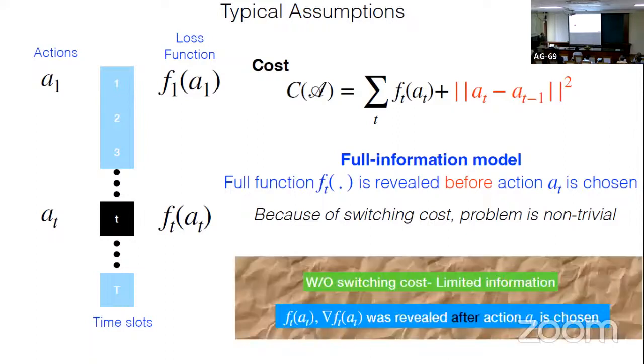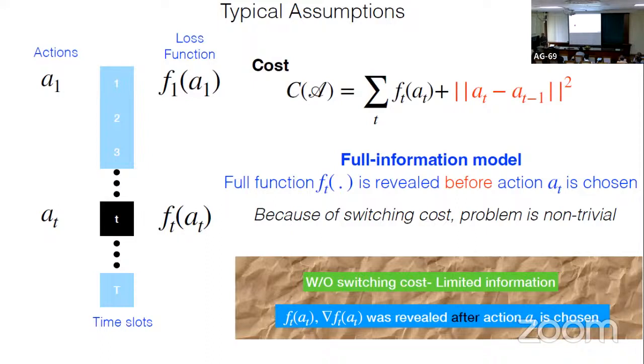But the whole point of this talk is to go from this full information model back to the original model which I talked about, where the action is taken before you show me the function. That's the whole point of this. And the bigger goal is: whatever you can achieve in full information, can I achieve in the limited setting?